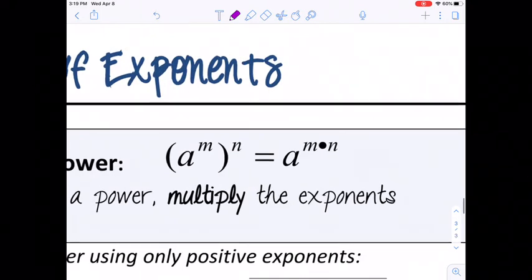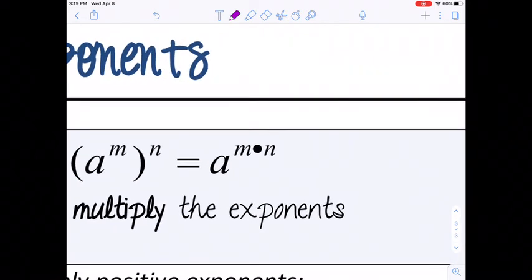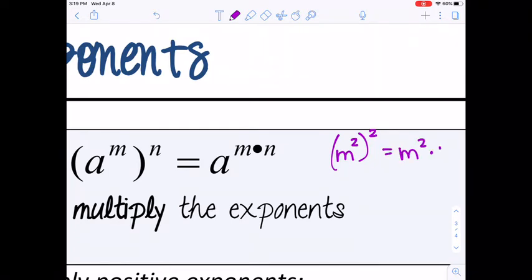When you raise a power to a power, you just multiply exponents. And the reason for that is if I had m to the second raised to the second, that means I'm going to take m to the second, the part in the parentheses, and multiply it times itself. But now I have to add those together and get m to the fourth. So essentially, I've got two groups of 2 m's. So we just multiply those.